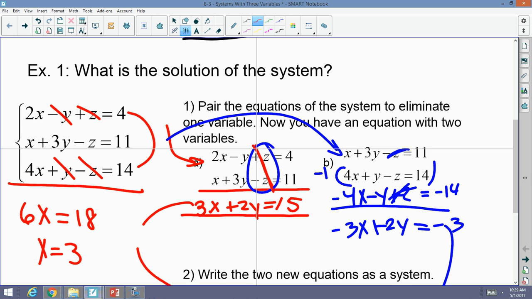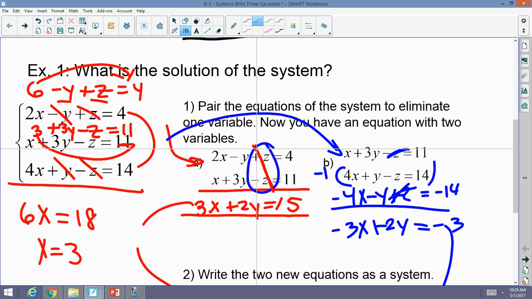And then what would you do from there? Okay, now, my brother, now you could take this 3, and couldn't you go, now this is 6 minus y plus z equals 4, and you've got 3 plus 3y minus z equals 11. Well, go ahead and subtract the 6. You got a negative y and a z. Subtract the 3. You got a 3y and a negative z. You cancel from there and you get the y.